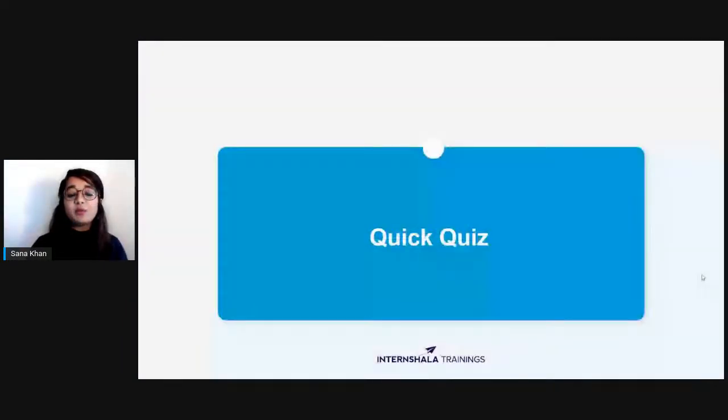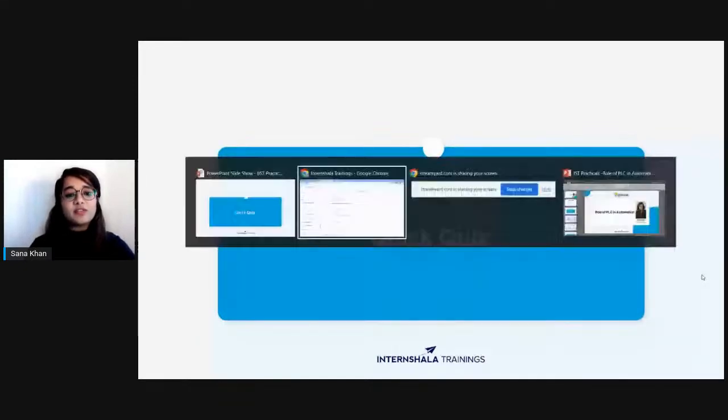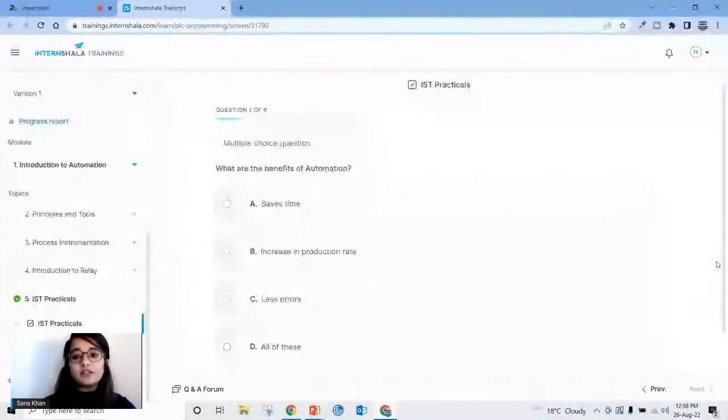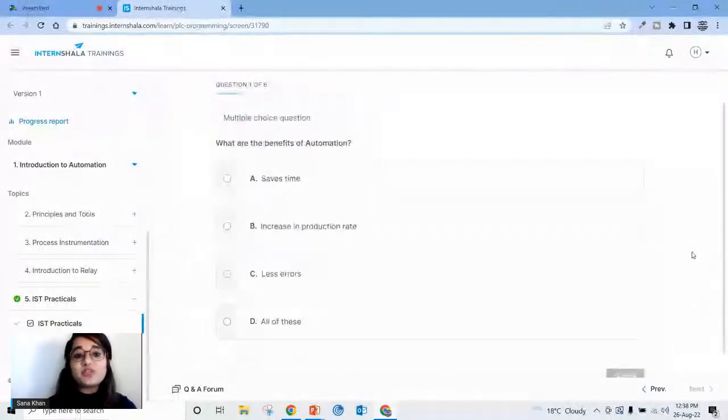So, we will be having quick quizzes in between just to see how much you're gauging it. So, I will take you to the LMS of Internshala. This is a multiple choice question: what are the benefits of automation? You need to select A, it saves time, B, it increases production rate, C, it reduces errors, or D, it's all of these. So kindly put in your message in the chat box so that I can send it.